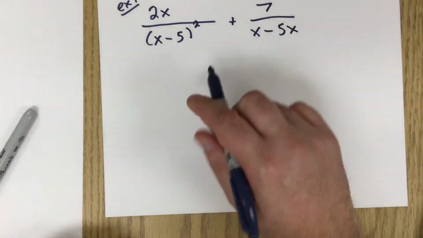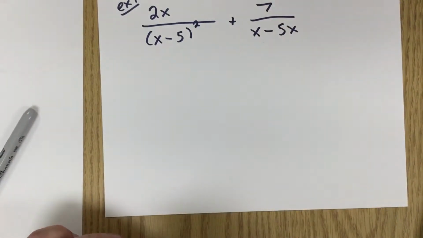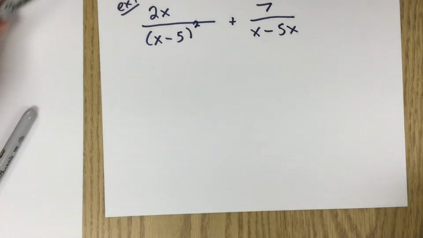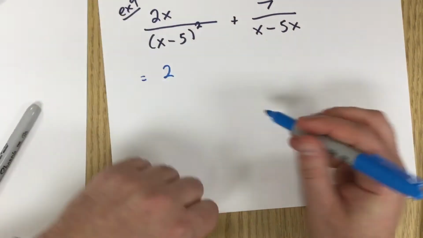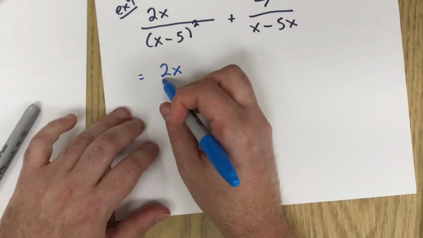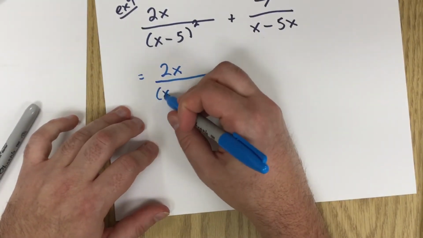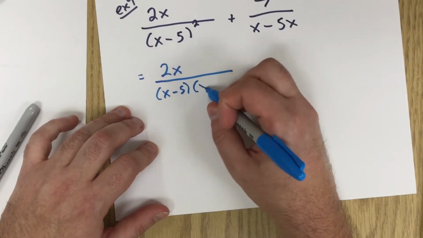Okay, so we have 2x over (x minus 5) squared plus 7 over x squared minus 5x. It's a bit hard to tell what's going on here, so we're going to factor the bottom before we do anything, actually. I'm going to write this one out. So (x minus 5) squared, another way of writing that is (x minus 5) times (x minus 5).